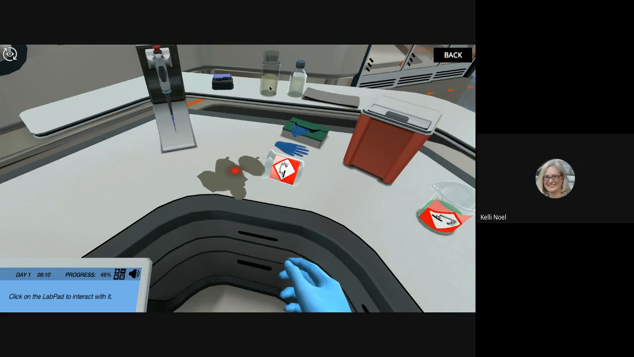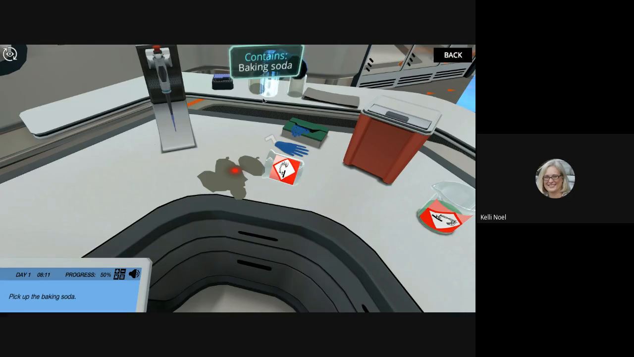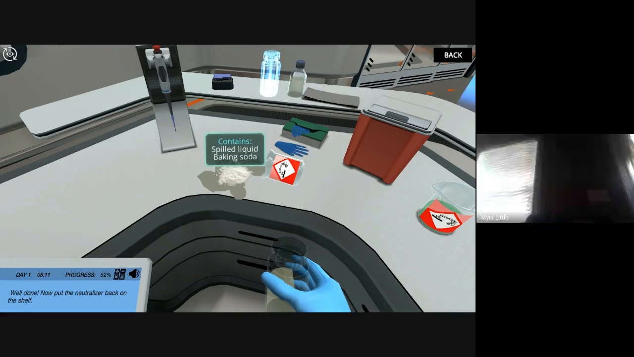Spills of strong acids or bases have to be neutralized before you can dispose of them. Sodium bicarbonate is the chemical term for baking soda. It neutralizes the acid, and the remains can be scooped into a plastic bin and discarded. Let's neutralize this acid spill. Pick up the baking soda. Put baking soda on the spilled solution. Well done. Now put the neutralizer back on the shelf.